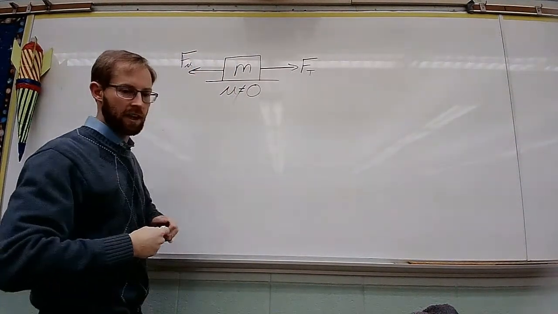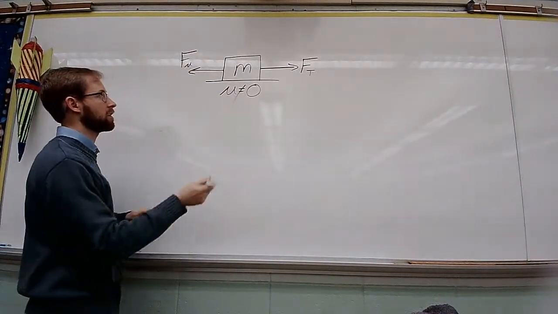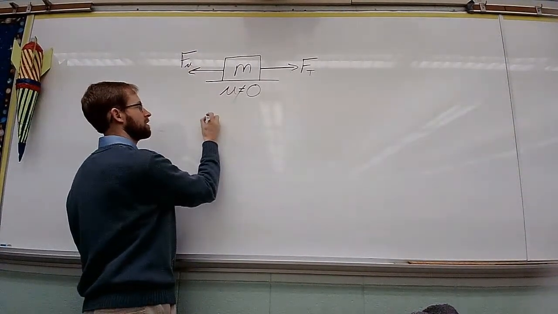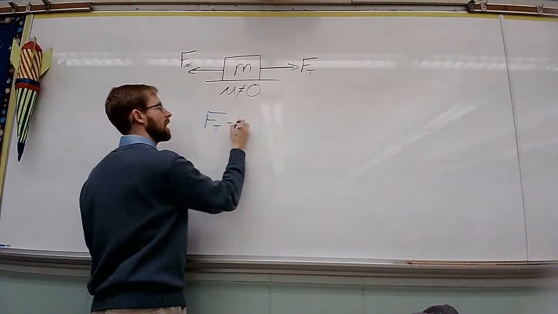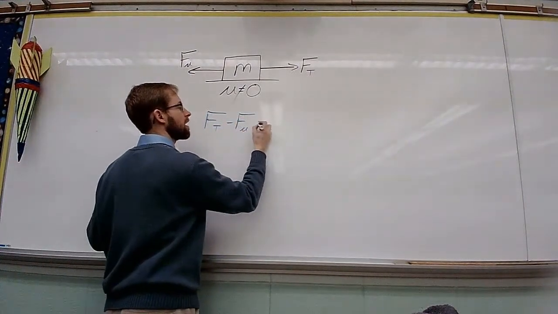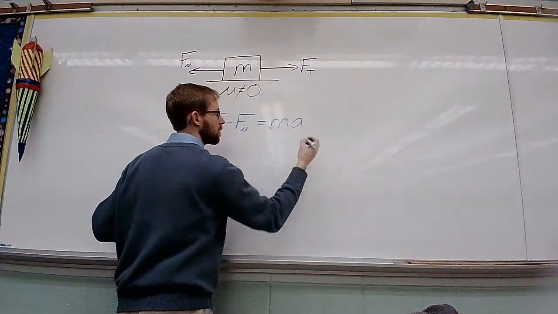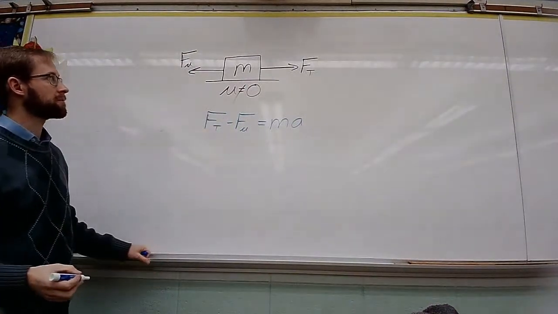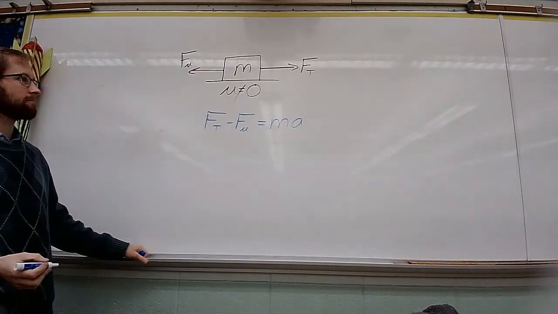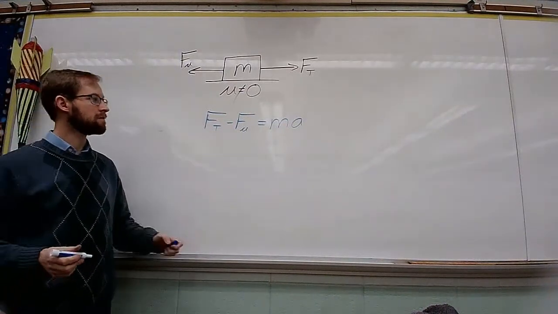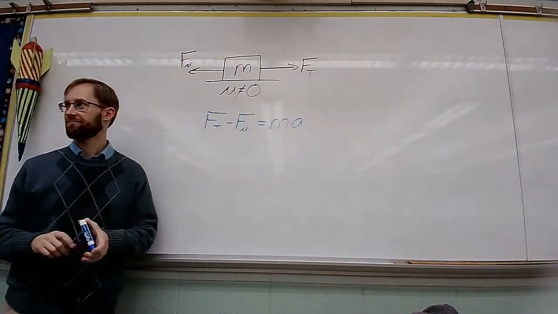So if that's the case, my equation's going to look a little bit different. I've got tension force going to the right, I've got friction going to the left, and then that will be equal to mass times acceleration. That's example two.